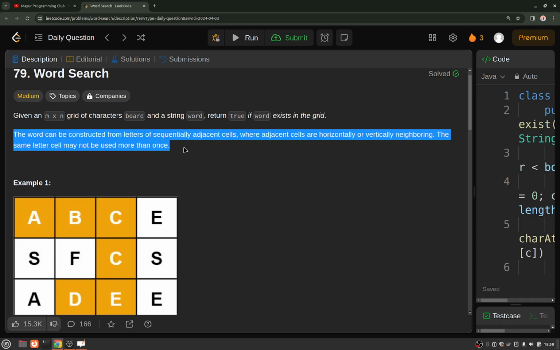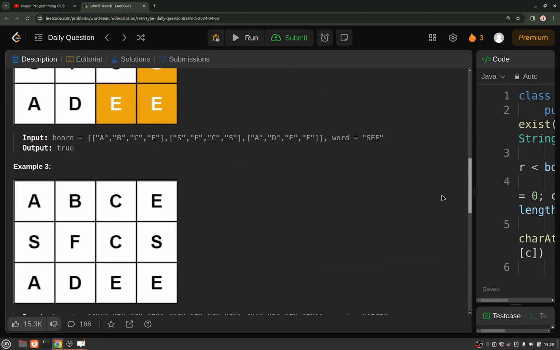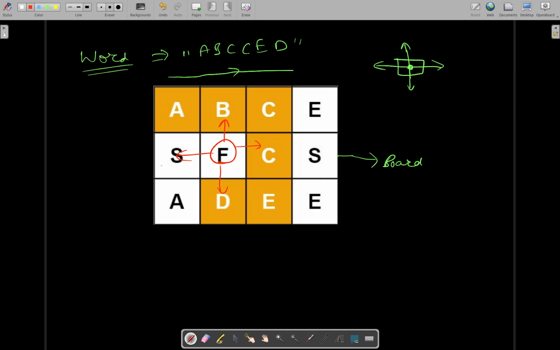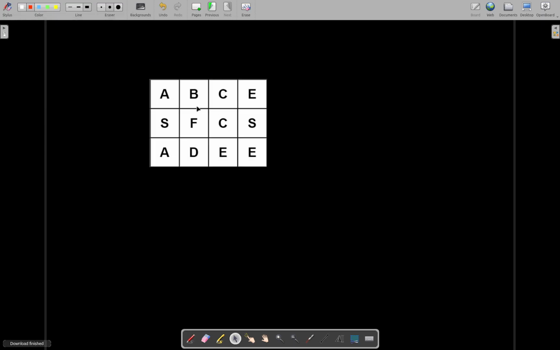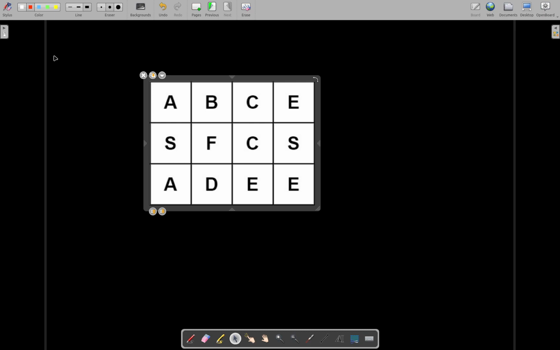So this is what this statement means, and this constraint is very crucial to be noted, because you cannot use one cell more than once. For example, if you take this particular matrix as your example, and let's see what is the word that is to be checked. A B C B.